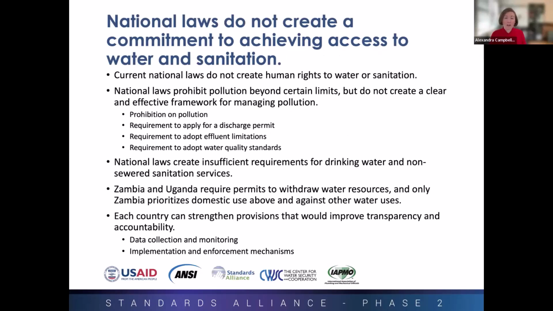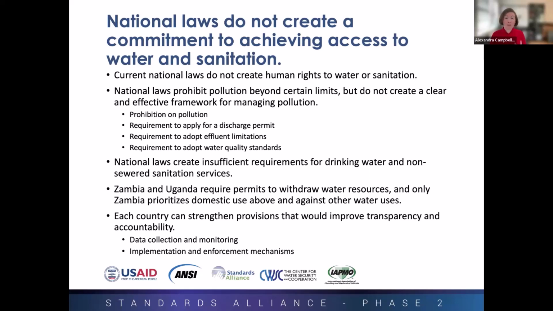With respect to whether or not the national law creates that commitment to achieving water and sanitation, there were 5 key findings that we found within that, and 5 key things that we looked at. And so the first thing that we would have expected to see in national law in order to create that commitment is a human right to water and sanitation. And unfortunately, neither the Constitution nor the water law or the environmental laws of Ghana, Uganda, or Zambia create and recognize and establish that human right to water and sanitation.